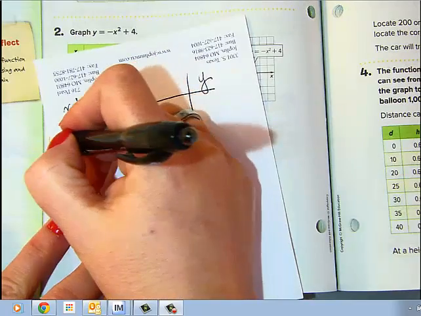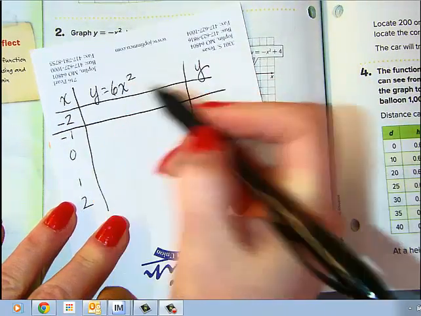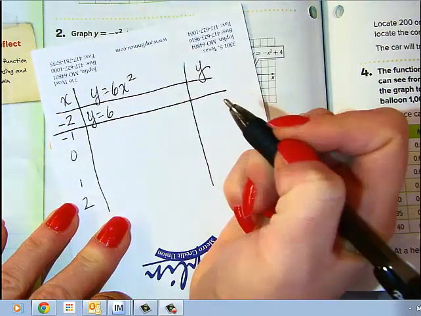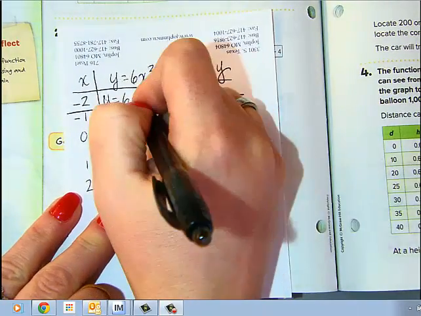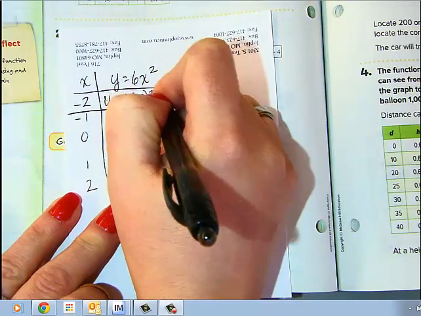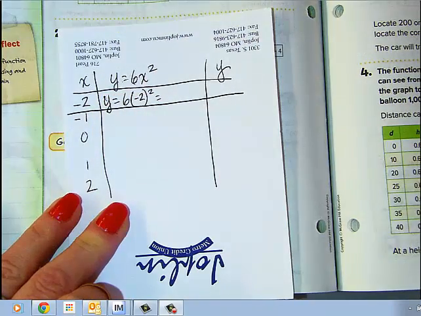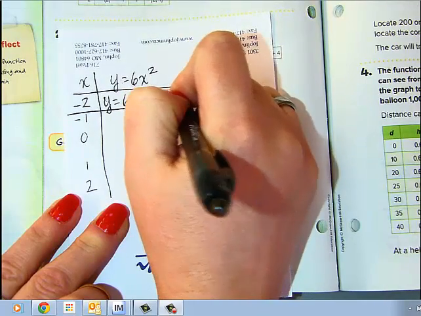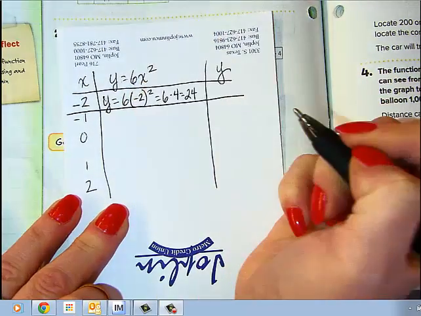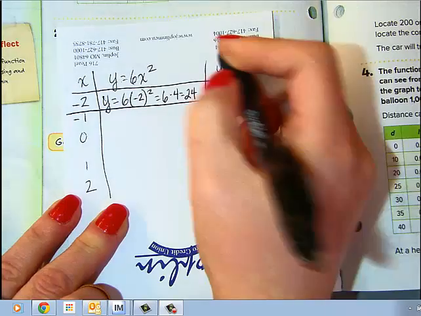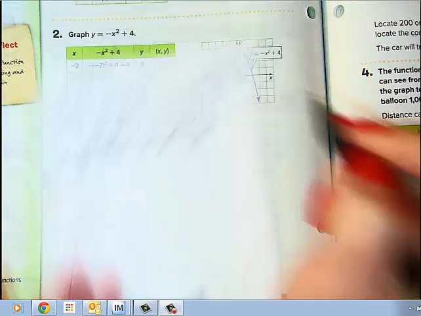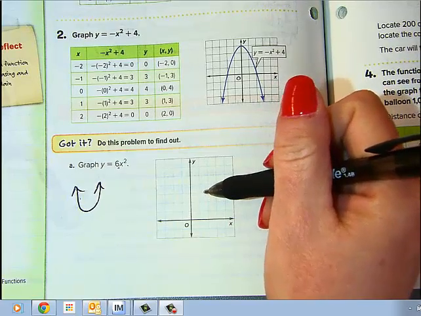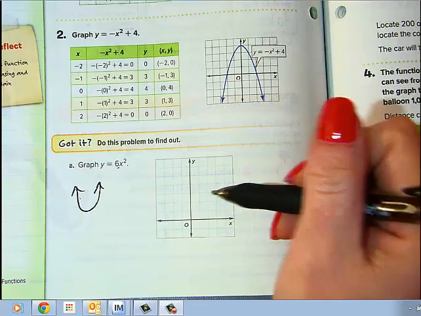So first I'm going to put a negative 2 in there. So I have y equals 6 times a negative 2 squared. Negative 2 squared is a negative 2 times a negative 2, which is a positive 4. So I have 6 times 4, which is 24. So my first y is at 24. Whew. That's way up there. Okay? Let's do some more to see what else we can get.